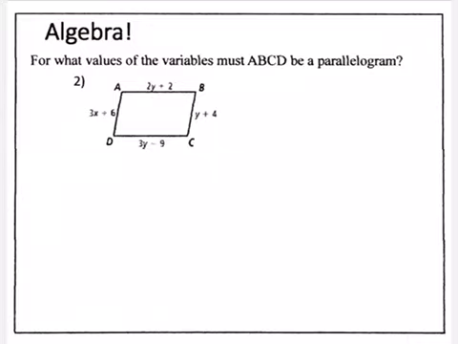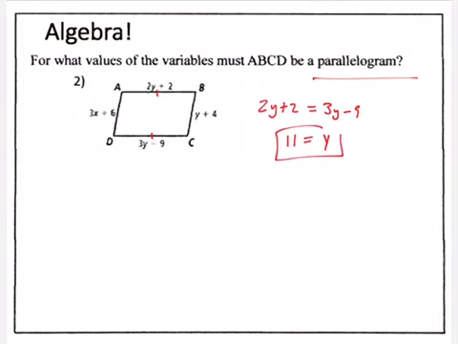Here, same idea. We want to pretend ABCD is a parallelogram, or basically accept that ABCD is a parallelogram and solve accordingly. Well, we know that opposite sides in a parallelogram are congruent, so we can take 2y plus 2 equals 3y minus 9. We'll solve this. We'll bring the 2y over. You get y, add the 9, equals 11. So y is 11.